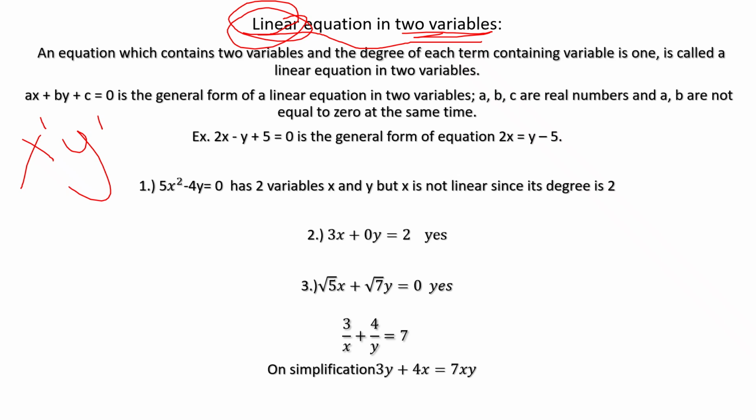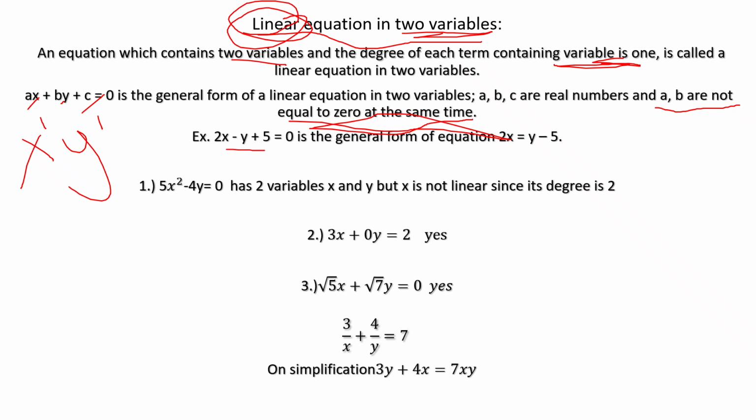An equation which contains two variables and the degree of each term containing variable is 1, is called linear equation in two variables. What is the general form? ax plus by plus c equal to 0, where a, b and c are real numbers, and x and y are variables. And the most important thing: a, b are not equal to 0 at the same time. So one of them can be 0, but both of them cannot be 0 at the same time.